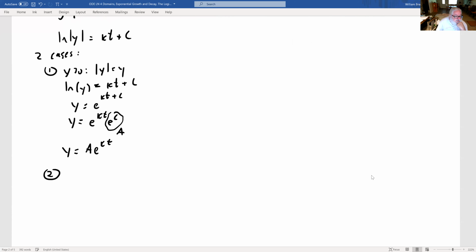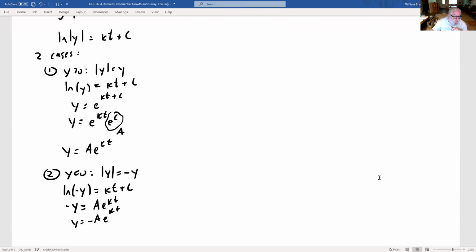The second case is y is less than 0, and that tells me that the absolute value of y is actually equal to minus y. What's the absolute value of minus 10? It's minus 10 or plus 10. So then we get log of minus y equals kt plus c. We do the same steps. We get minus y equals a e to the kt, y equals minus a e to the kt.